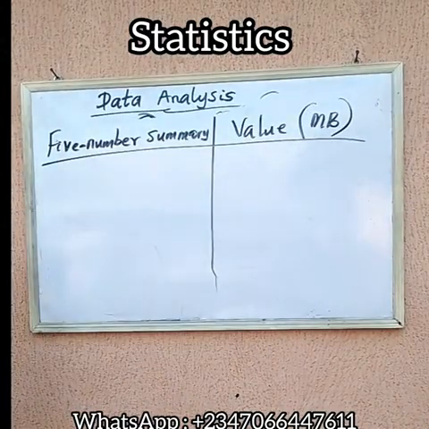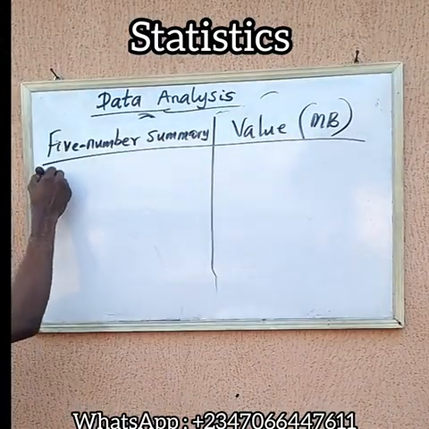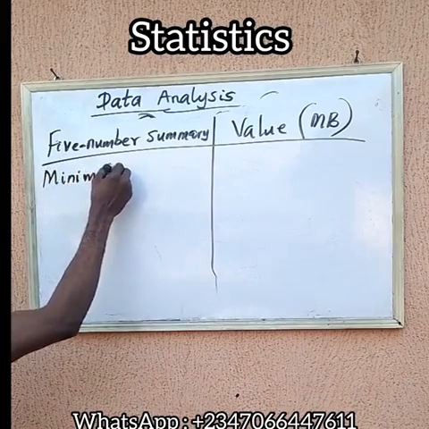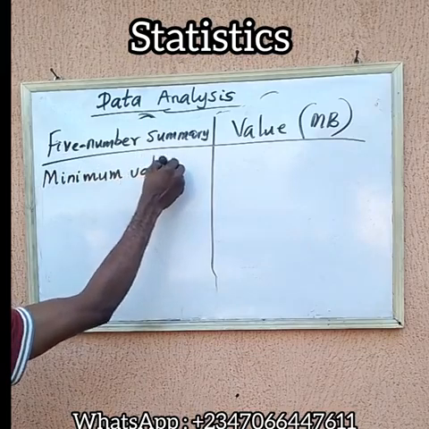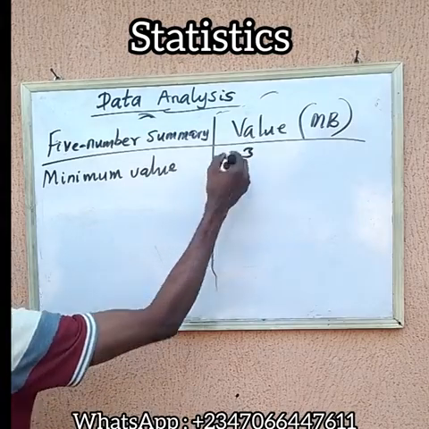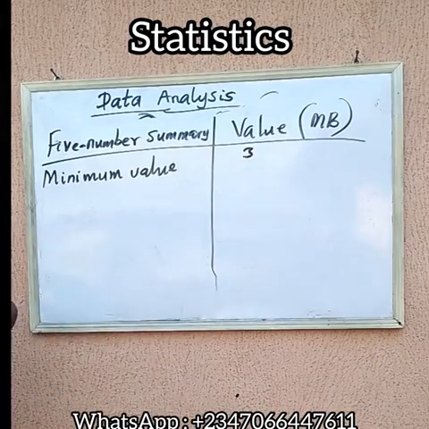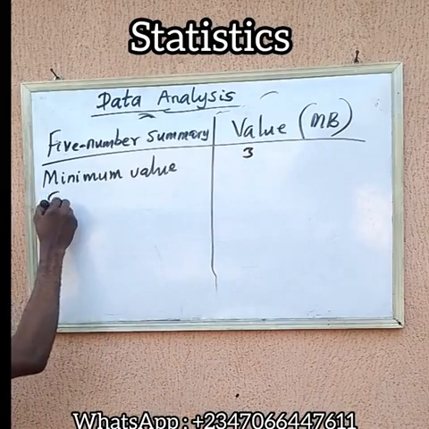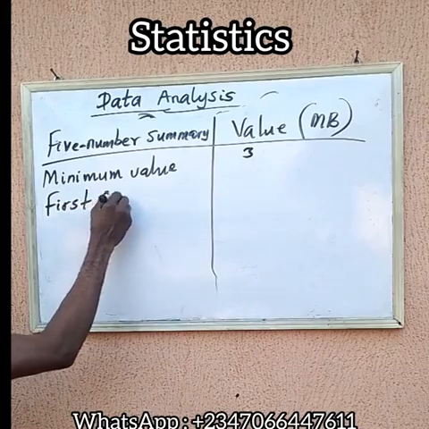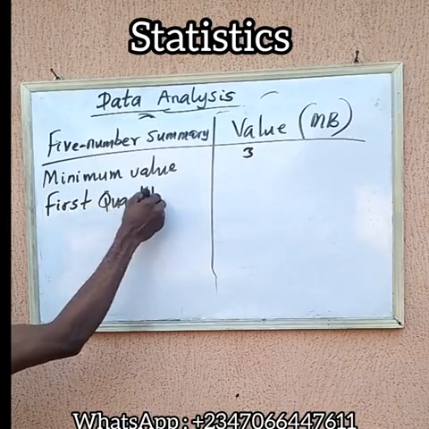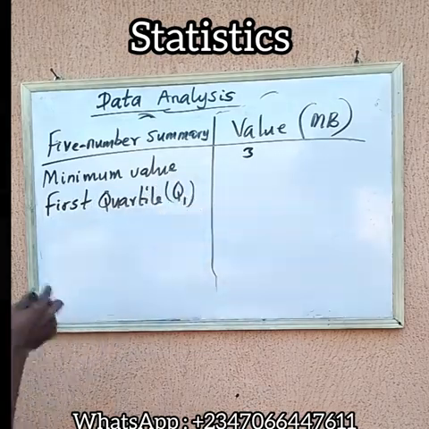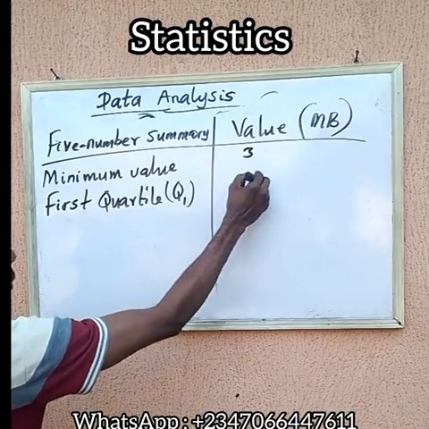The first one is the minimum value. Minimum value is what? 3 from the distribution. Then the next one is first quarter. First quarter, which is what? Q1. Then what do we have that time? It was 13. That's 13.